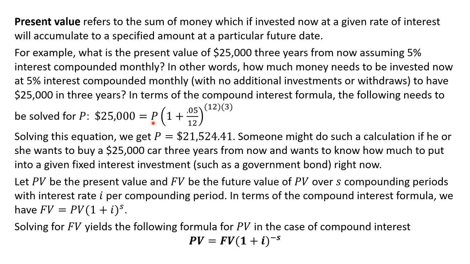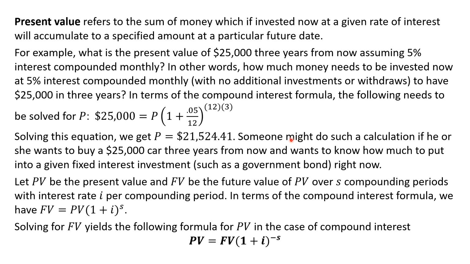And so we don't know what P is. That's what we're asking. What do you need to start with in order to end up with $25,000? So you basically compute this number here and then divide it into 25,000, and that gives you your answer. In this case, it's $21,524 and 41 cents.